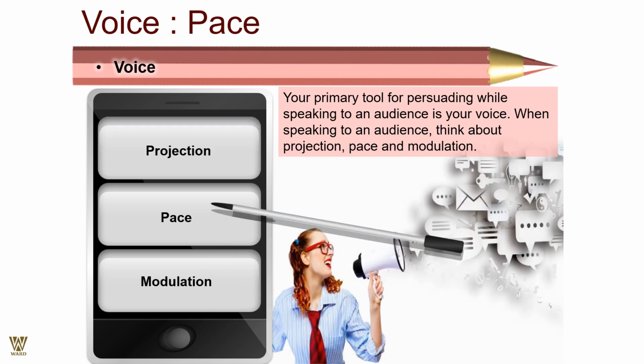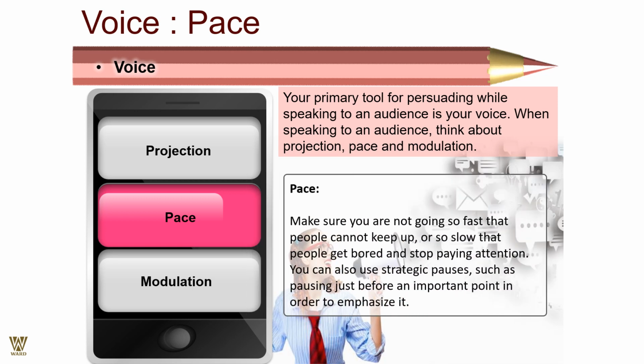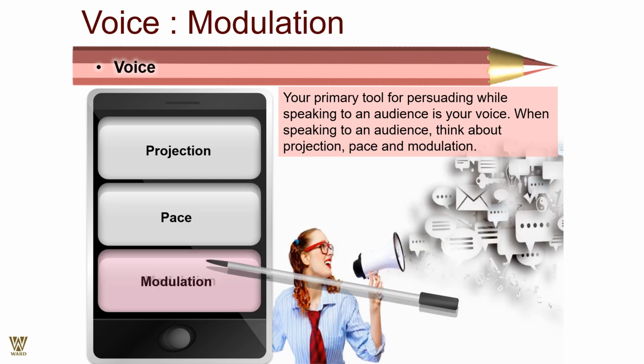Now let us move to the pace factor. Go slow. At times, the audience might not be able to comprehend, and at times the audience takes time to warm up to a particular presentation. So make sure that you are not going too fast, and that people can keep up with you. Slow down so that people do not get left behind, bored, or stop paying attention. You can use strategic pauses, such as pausing just before an important point in order to emphasize it. Let us go to the next topic, called modulation.